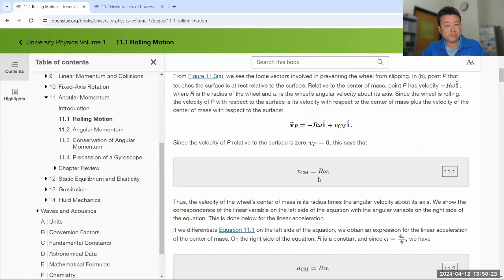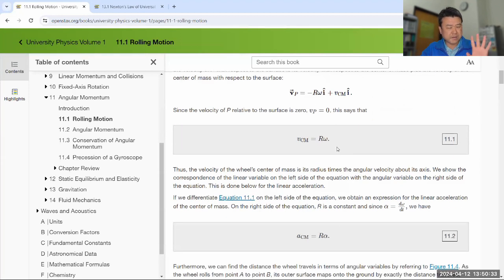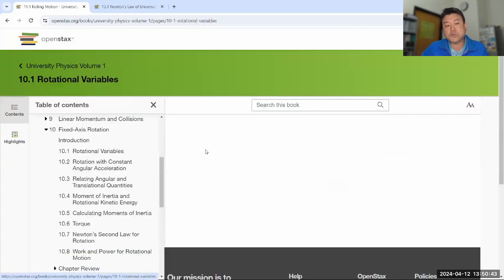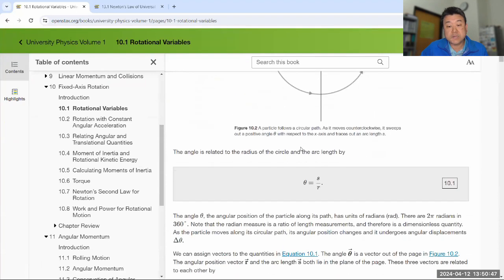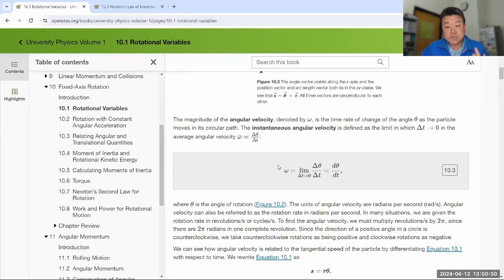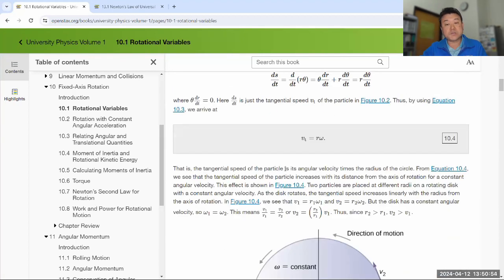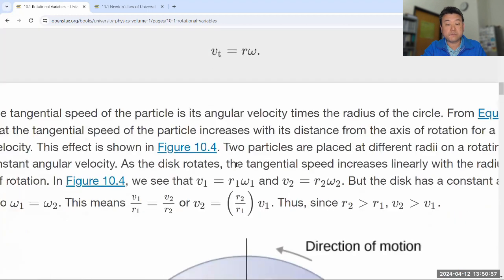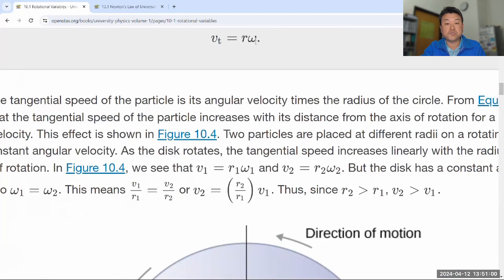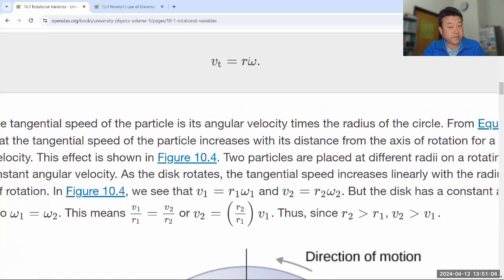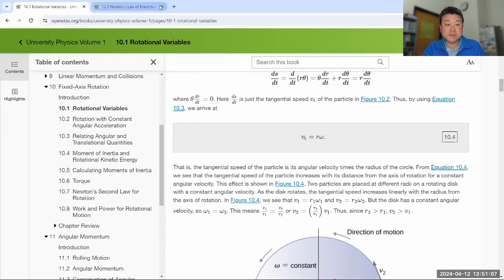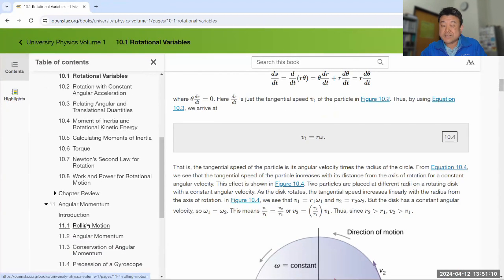There's this equation, 11.1: velocity of the center of mass is equal to the radius of the thing that's rotating times its angular velocity. Now, as you look at it, this might seem familiar to you, as if you already knew that. If it looked familiar, that's because when we talked about rotational variables, we talked about relating the angular velocity to the tangential velocity of a point on the edge. The tangential velocity is equal to radius times angular velocity. And that's exactly the same relationship, actually.